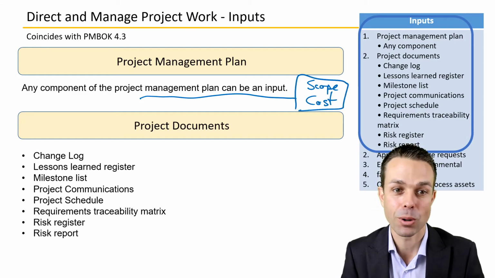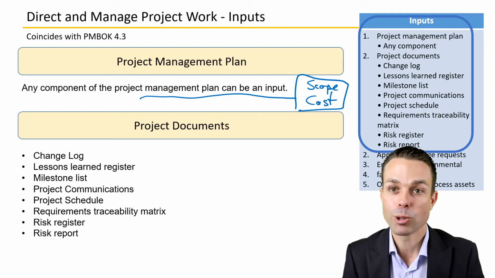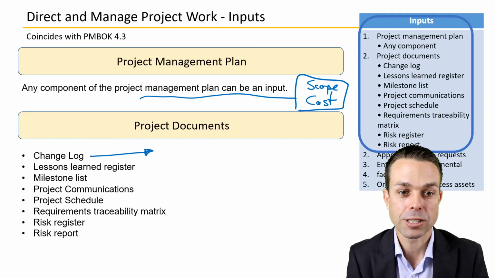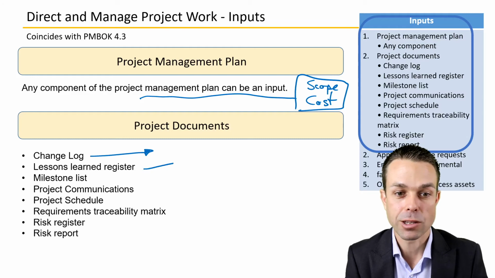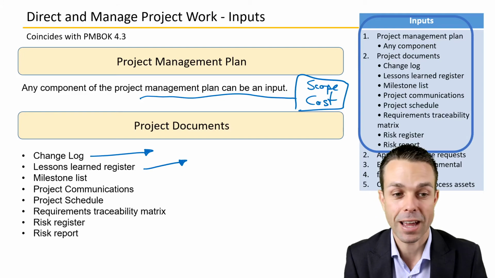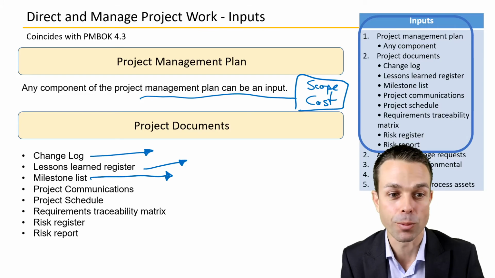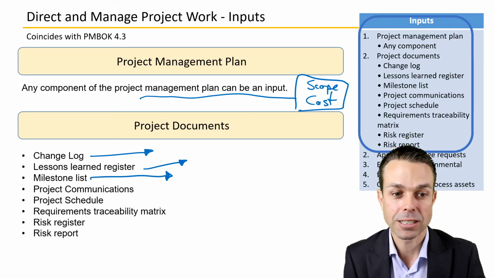So, any component of the project management plan. Project documents themselves: the change log is very important, because what changes have been made? The lessons learned register: what lessons from previous projects and our current project have been made? The milestone list: what milestones have we met and what milestones do we have to go? Project communications and the project schedule: how are we tracking?